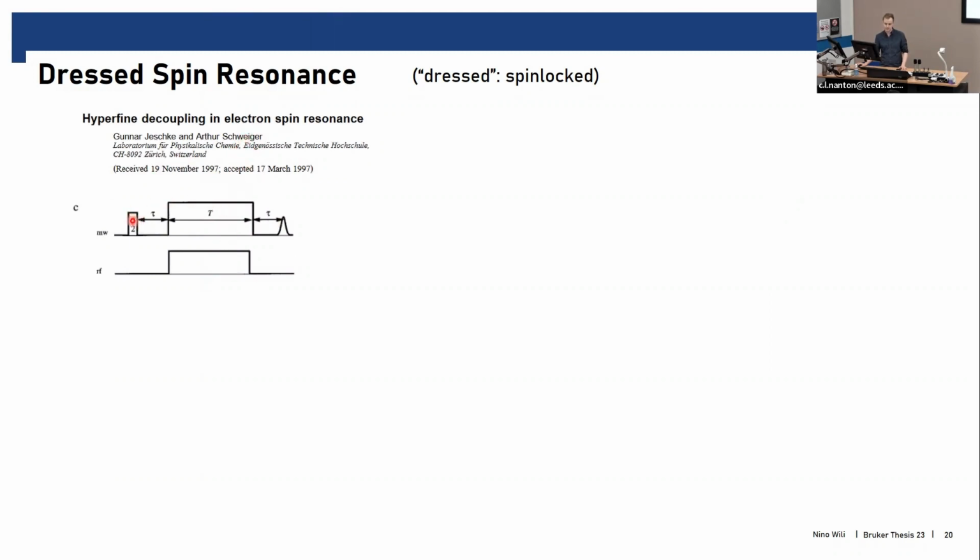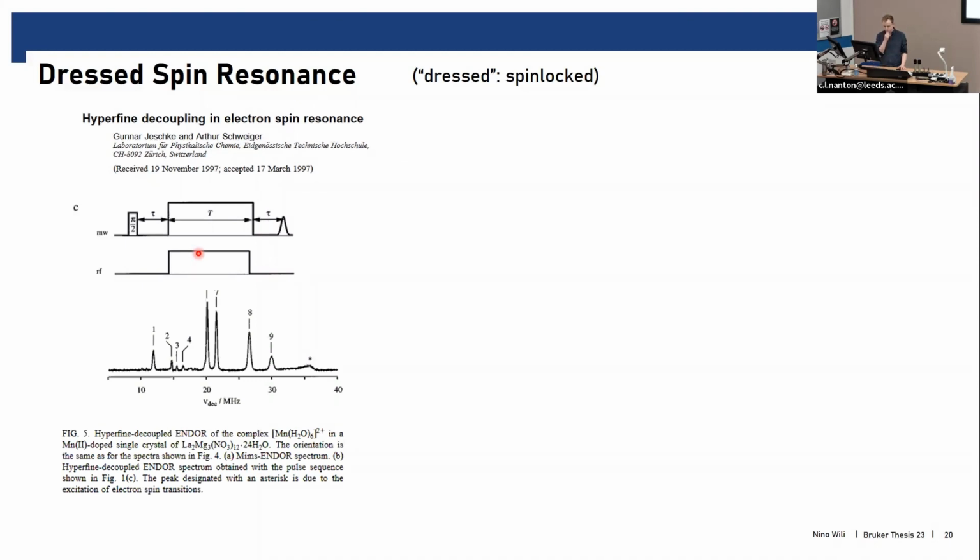So he used a spin lock echo, and during this spin lock, he applied the RF pulse. And they did this so you could facilitate some assignments, basically. And they published this, and they had nice assignments here. And then there was this weird peak at 35 megahertz, and what it says is the peak designated with an asterisk is due to the excitation of electron spin transitions, and apparently that went through the reviews.